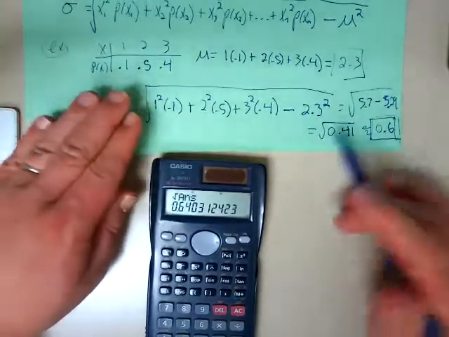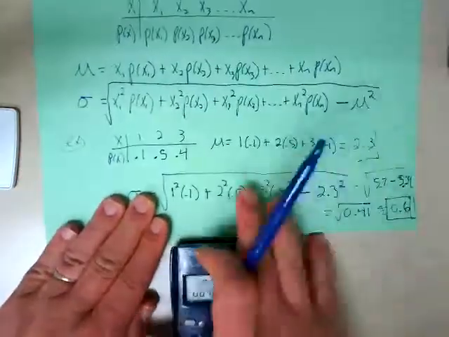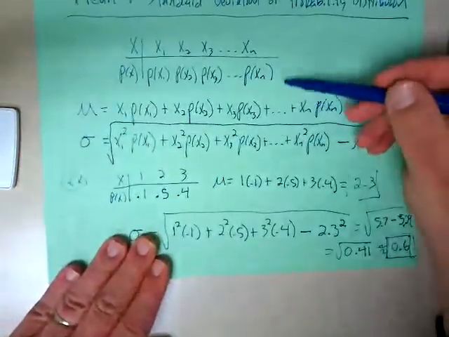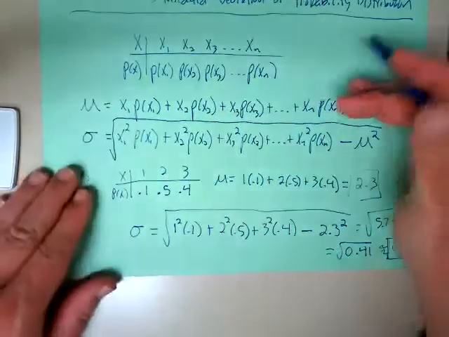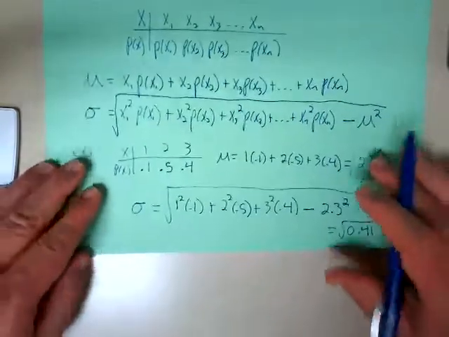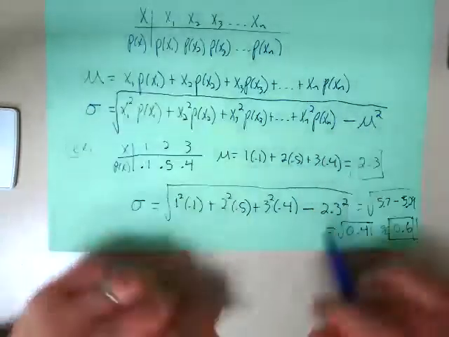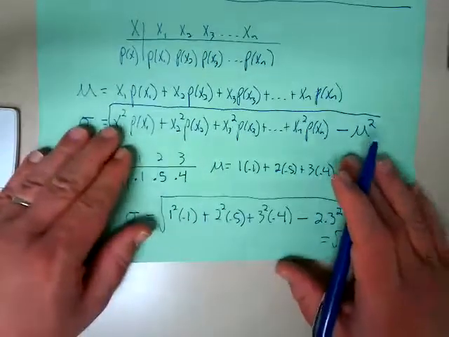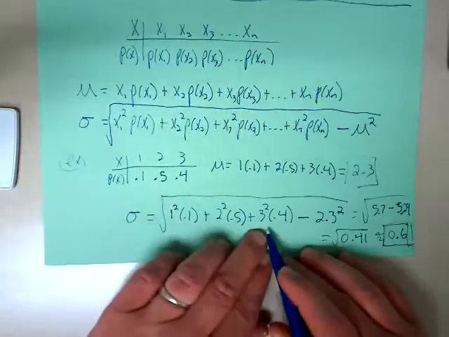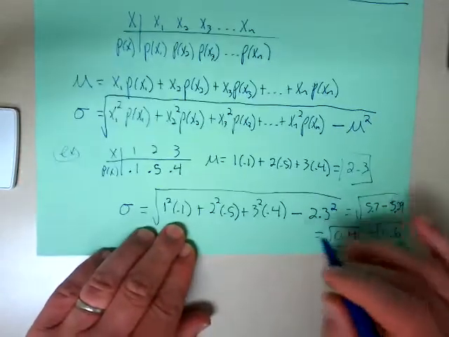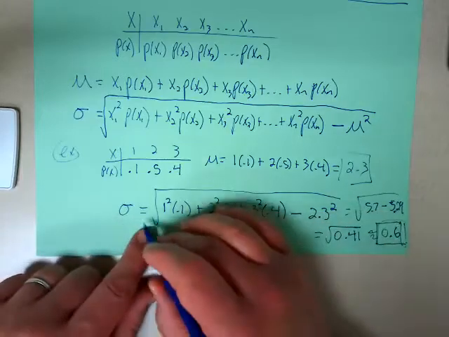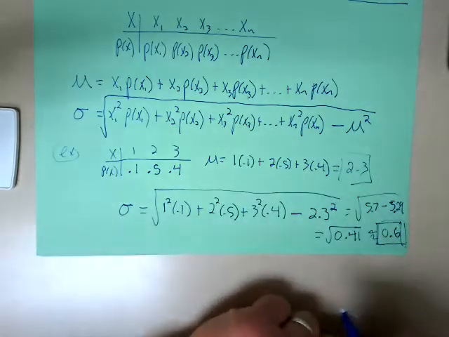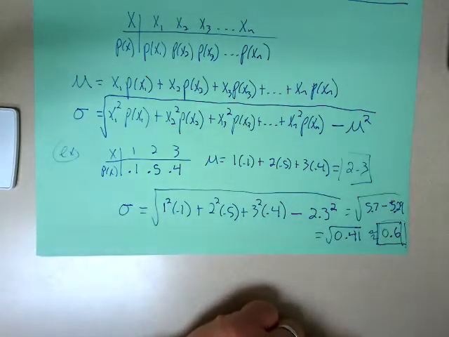So this is the formula for the mean and standard deviation. For the mean, you just take each value times its probability and add them together. The standard deviation is a little involved, but it's not too bad. You take each value squared times its probability, and then you subtract the mean squared, and then you take the square root, and you get the standard deviation.